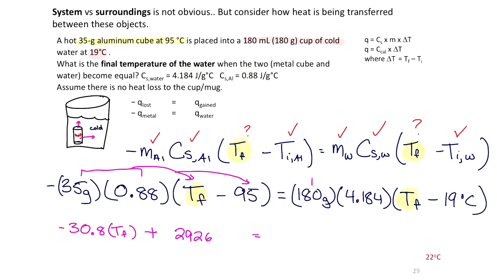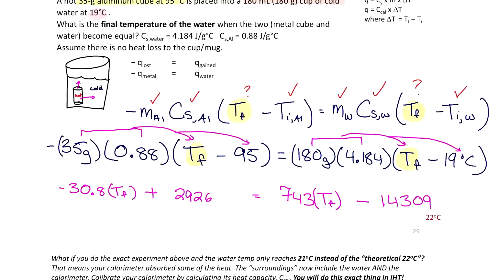So we have a coefficient in front of our variable plus a constant equals, and then we're going to do the same thing for this one. Multiply these two numbers together and then distribute it across that parentheses, right? So we get a term with your TF variable. So this first term is what? 743 TF, there's my variable, minus 14,309.